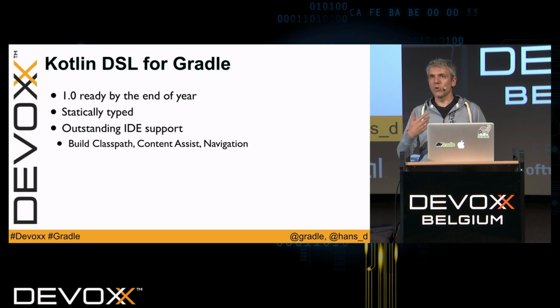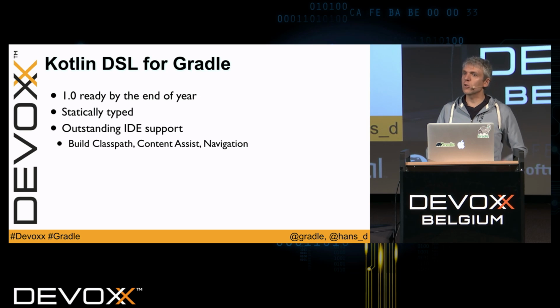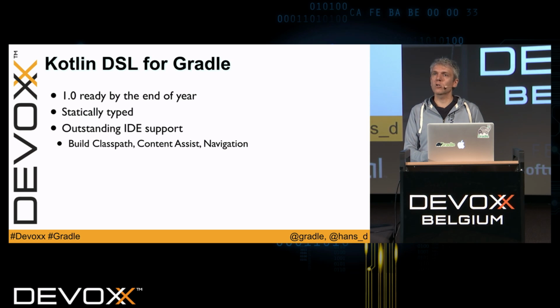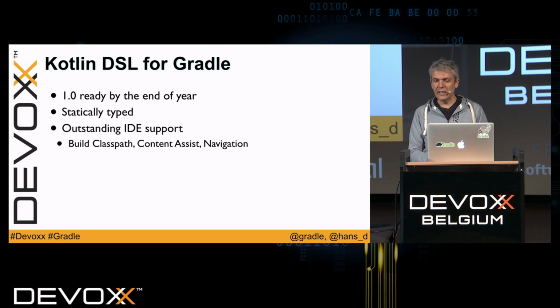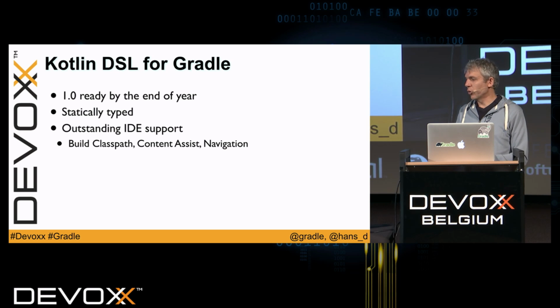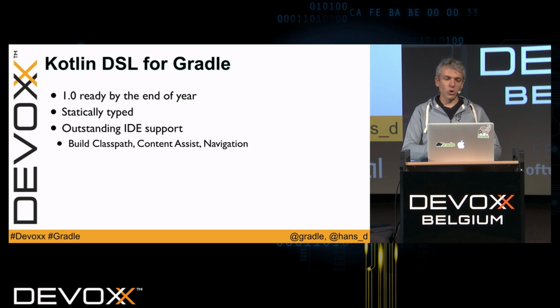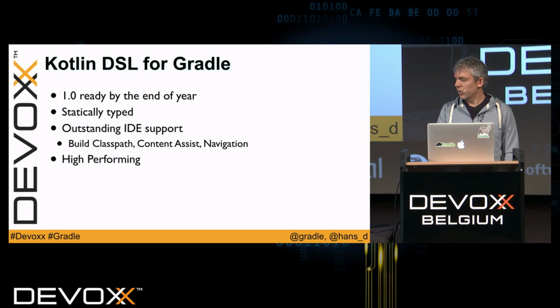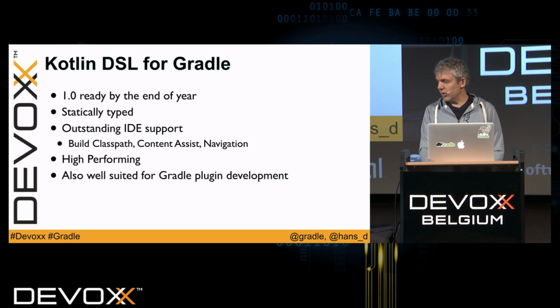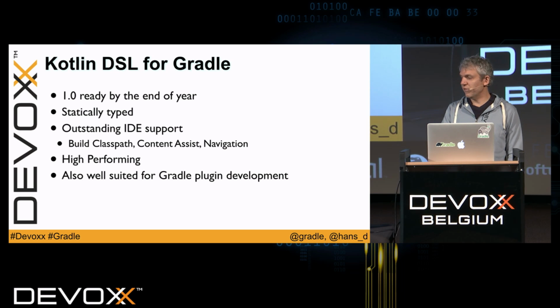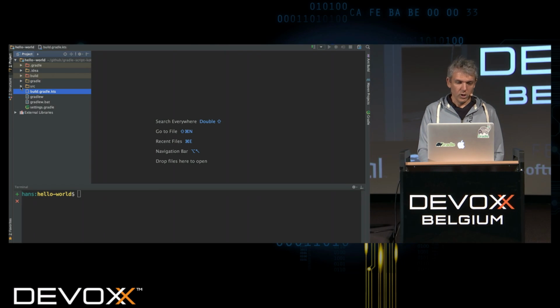It's one of the problems with Gradle currently, that you don't have good IDE support when you write build.gradle scripts. I guess everyone agrees to that, right? No content assist, no strong static type checking, no navigation, no good support for build class paths. So all of that is changing. It's high performing because it's statically typed and compiled. It's also very well suited for developing Gradle plugins. I want to give you a quick demo.